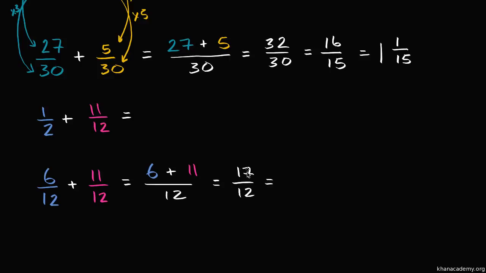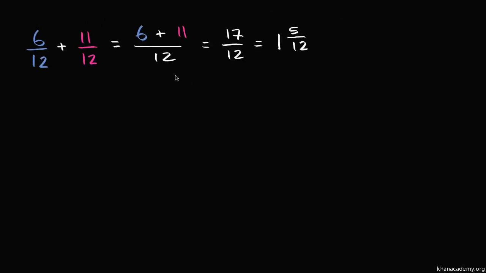If we want to write it as a mixed number, what is that? 12 goes into 17 one time with a remainder of 5. So 1 and 5 over 12. Let's do one more of these. This is strangely fun.